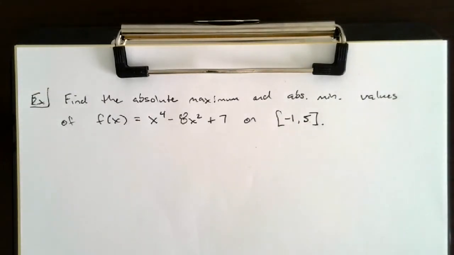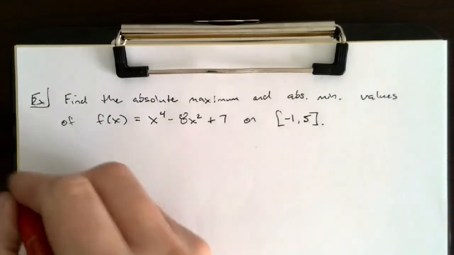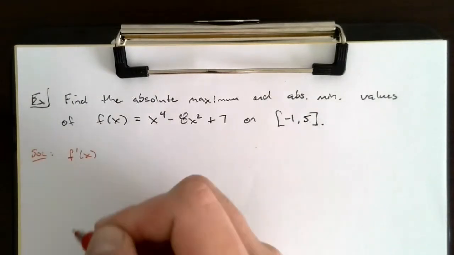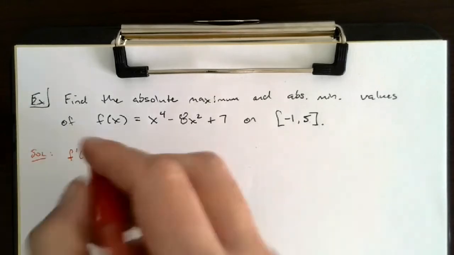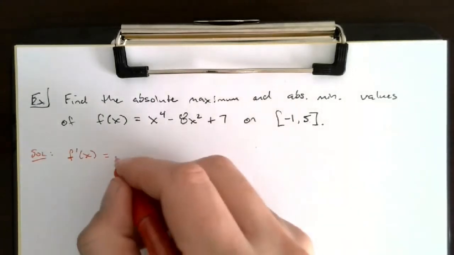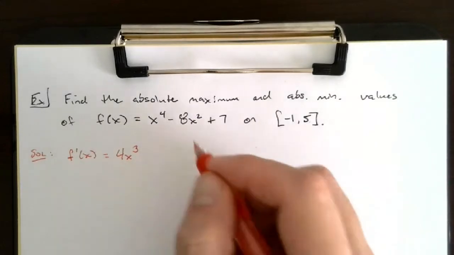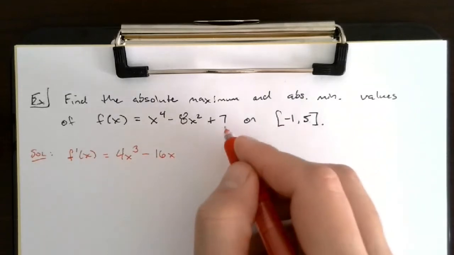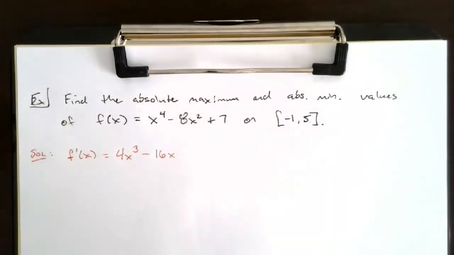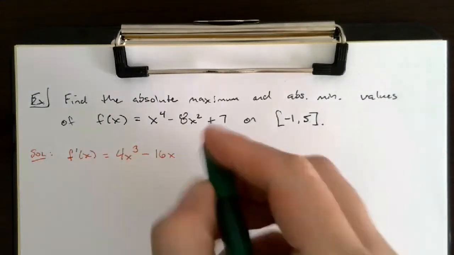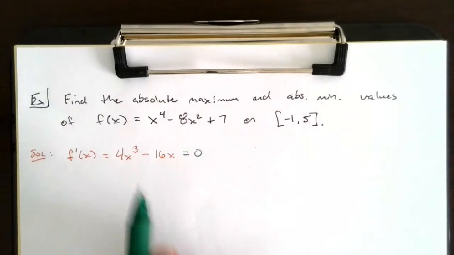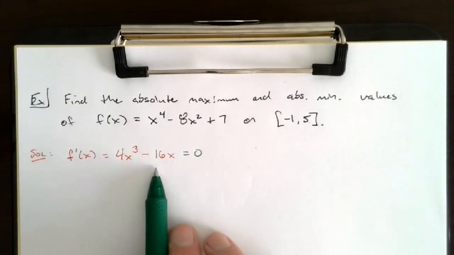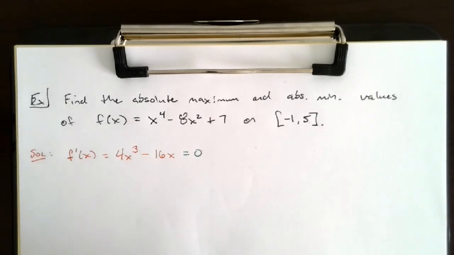Well, our first step said, find the critical values. Determine the critical values. And to do that, we need the first derivative. So I need to find f prime of x for my first step in my solution. Derivative of x to the fourth is 4x cubed minus derivative of 8x squared, 2 times 8 is 16x. And then the derivative of 7 goes to 0. And then to find critical values, remember how that works. You set your first derivative equal to 0 or find where it's undefined. In this case, there are no values where it doesn't exist over this interval, because it's continuous everywhere. So we just want to set it equal to 0 and then solve for x.